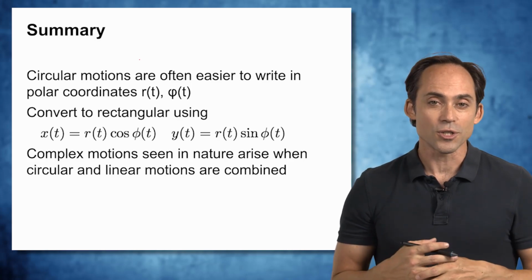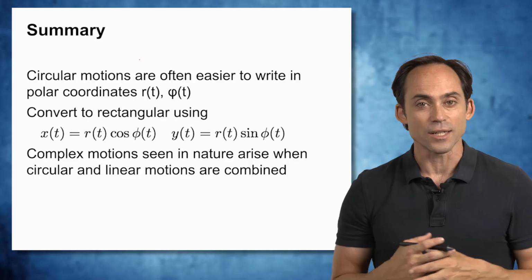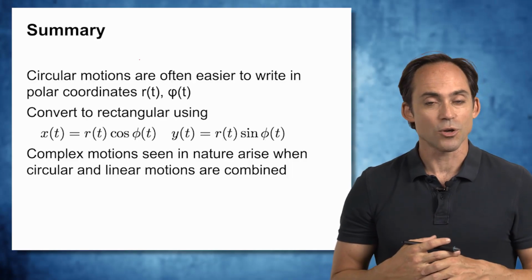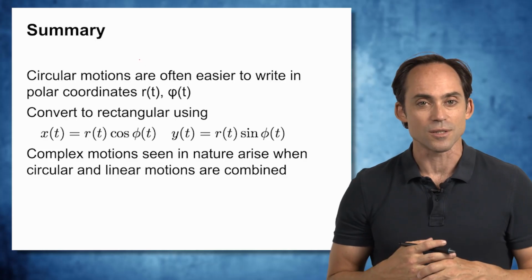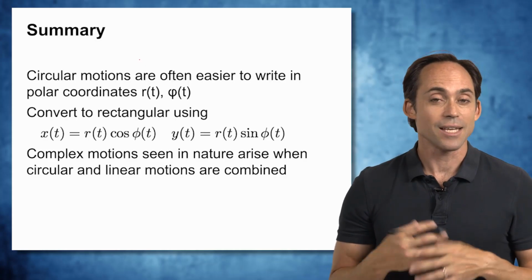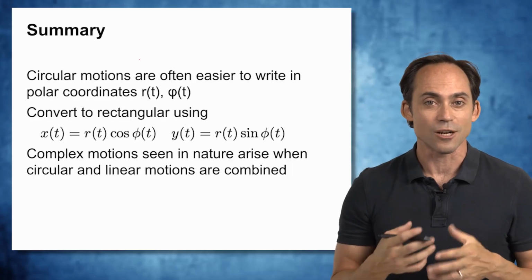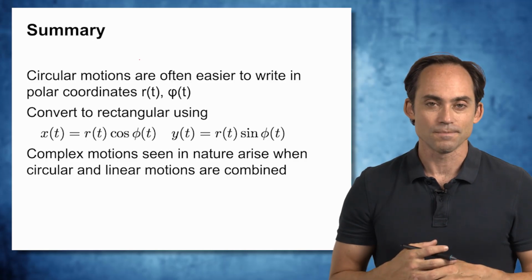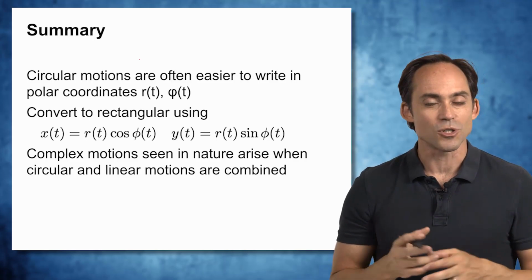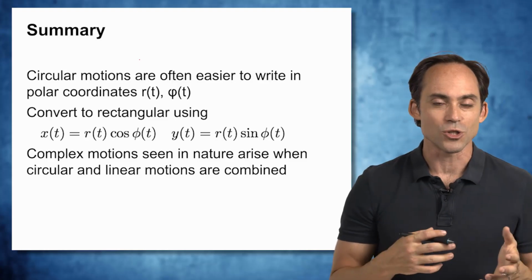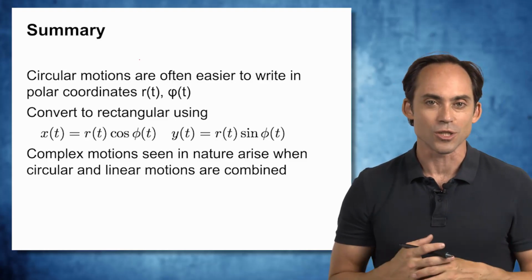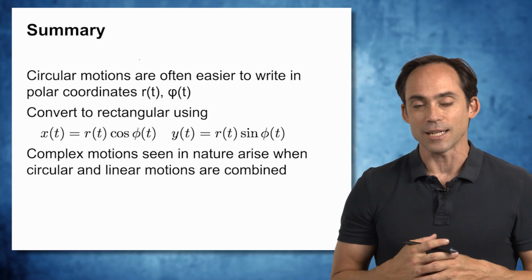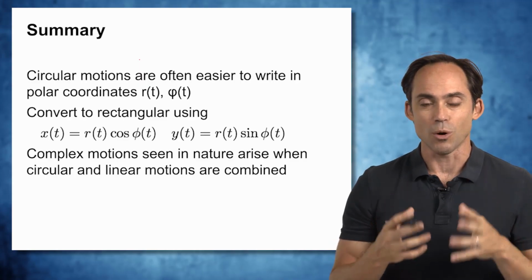And as I said, circular motions are often more easily written in polar coordinates, so it's useful to get used to using these polar coordinates if you see any kind of circular motion. But you can always convert these back into our rectangular coordinate systems by just a little bit of geometry, keeping in mind that these are coordinates that are changing with time because the angle itself is changing with time if it's going around in a circle. And we've seen some of the complex motions that can arise when you combine circular motion and linear motion or multiple circular motions. These are all kinds of motions that we see in nature today, and we can analyze them by breaking them down into this framework of circular polar coordinate systems.